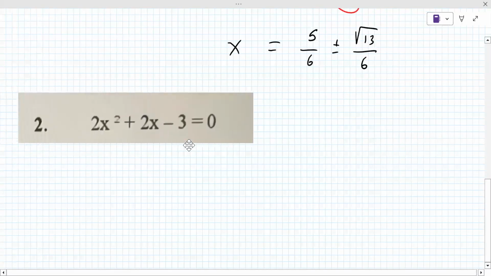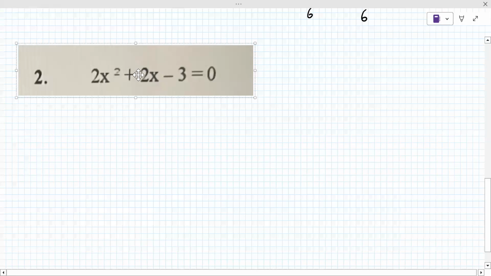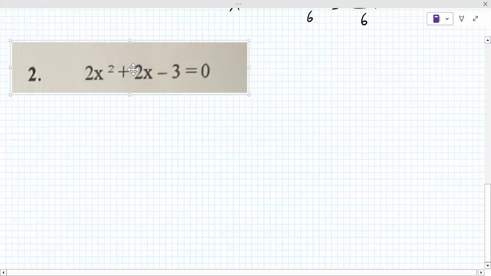Trying to think of a good analogy to music, but it's like the quadratic formula is the song that everyone knows. Maybe isn't your favorite, but everyone knows it's kind of okay.